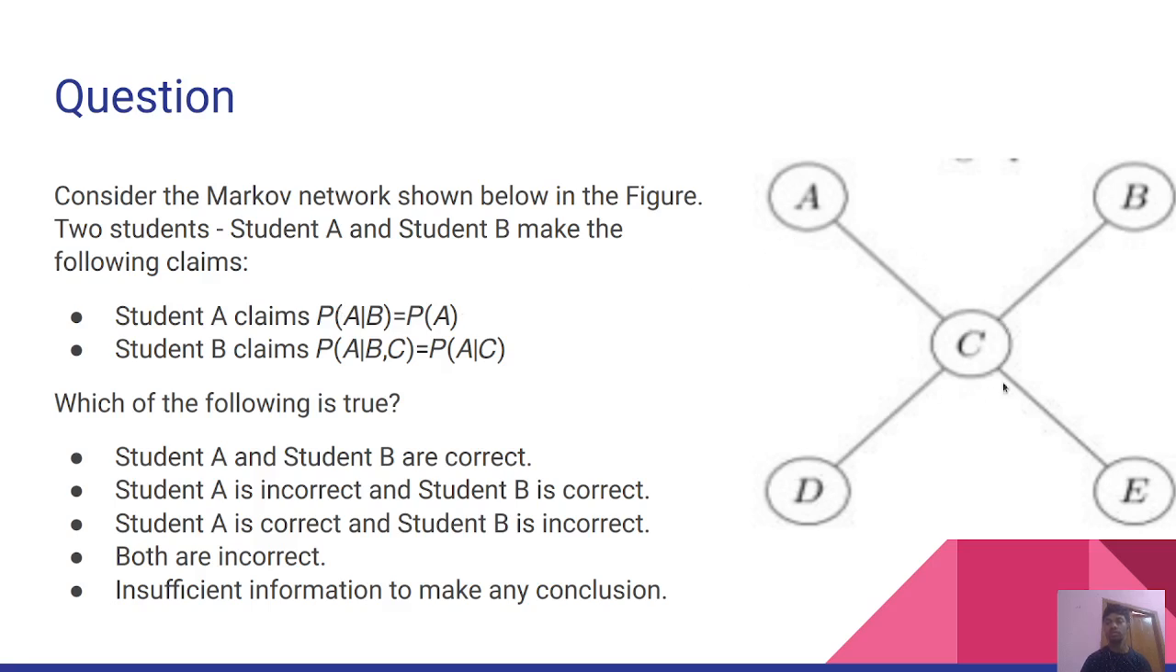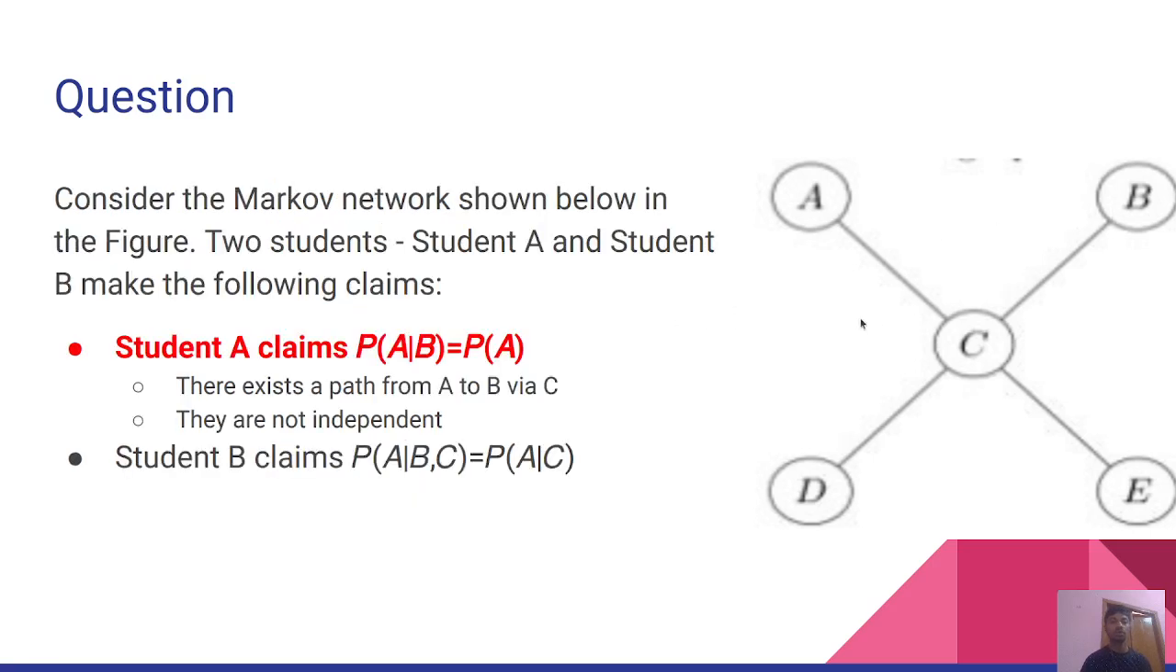So here C is not removed, D is not removed, E is not removed because nothing is given, right? So A to B, can you reach? Yes. Via C you can reach from A to B. So they are connected, that is why they are not independent. So the first statement is false because we can reach from A to B via C.